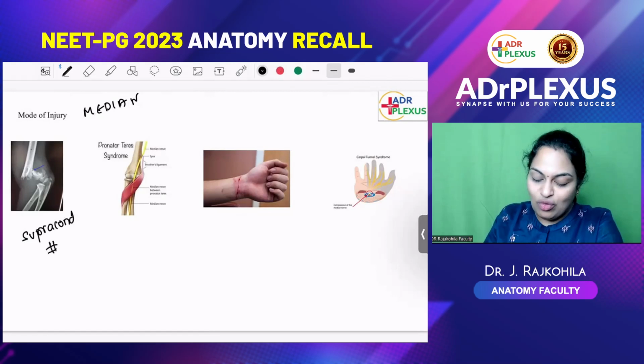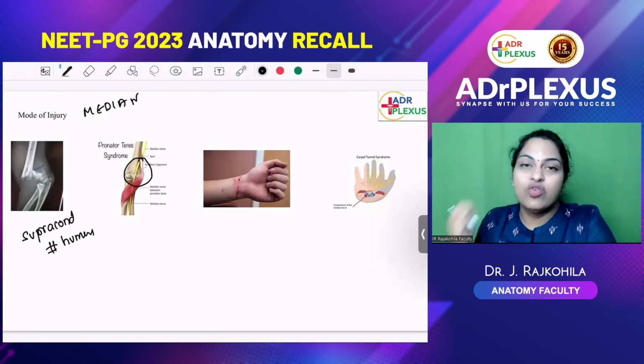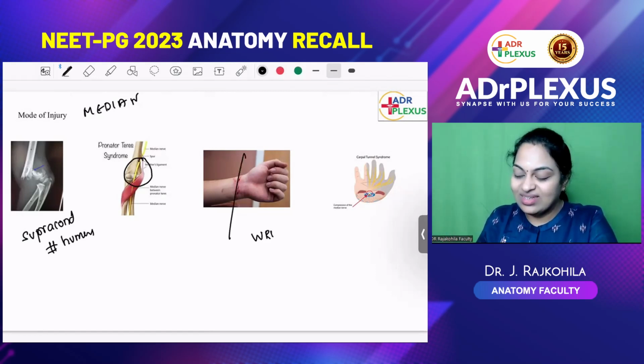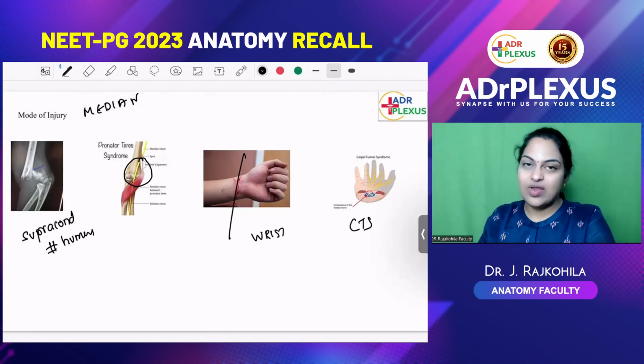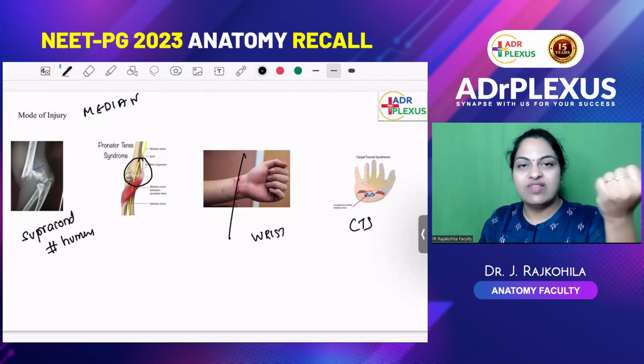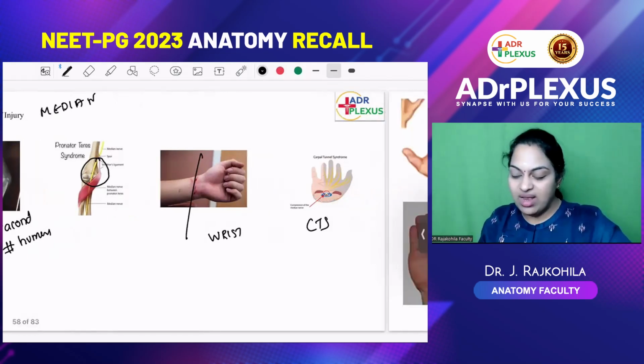Supracondylar fracture of humerus. Entrapment of the median nerve between the two heads of pronator teres. Suicidal cut at the wrist and carpal tunnel syndrome. Okay, so you should be knowing, with the option and with the picture given, the case mentioned, it is the involvement of the median nerve.